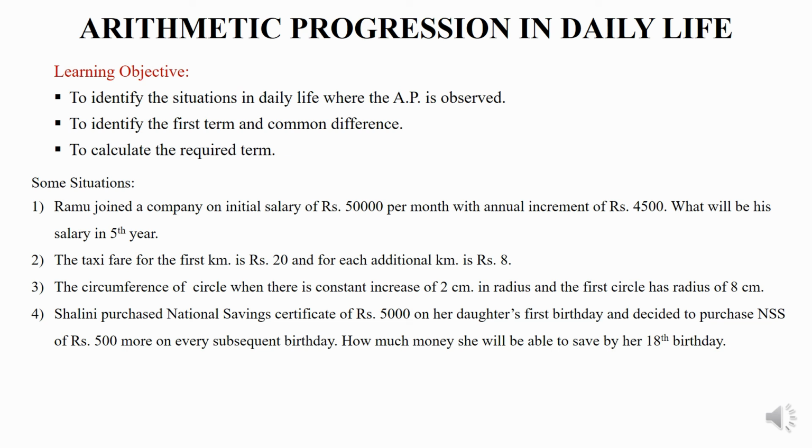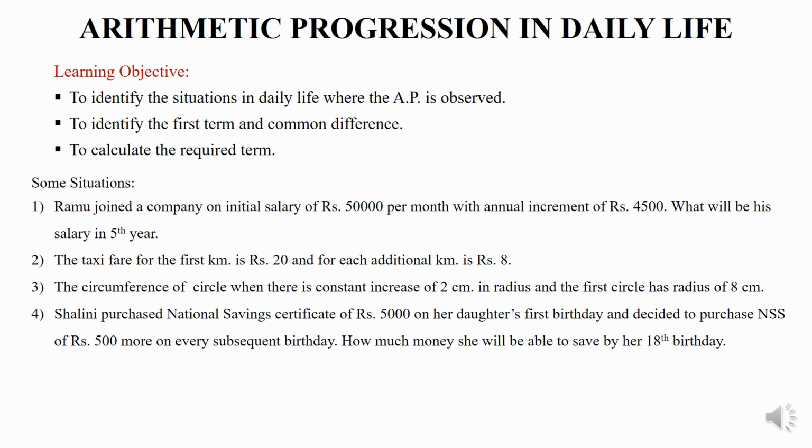Coming to the next problem, Shalini purchased a National Savings Certificate of 5,000 rupees on her daughter's first birthday. And she decided to purchase NSC of 500 rupees more on every subsequent birthday. It means for the first she has a 5,000 rupees certificate. On the first birthday she purchased, that is the first starting. We are starting that sequence with 5,000, which is the first term, that is, a is 5,000.